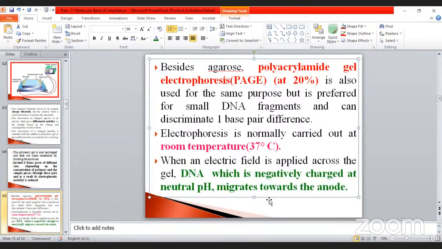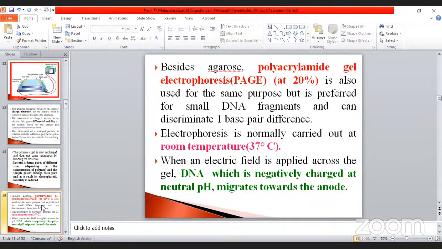So where we load the negative side, how will it move? Towards the anode in electrophoresis. This is the question, my dear. For electrophoresis PAGE, the room temperature will be 37 degrees Celsius, and it can move from negative to positive, that means from the negatively charged cathode to the anode. So that is also very, very important, my dear. Go to the next one.